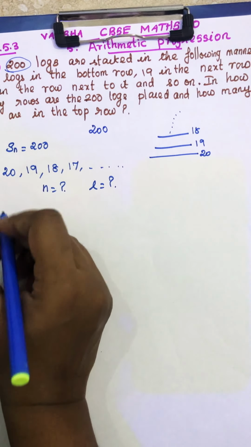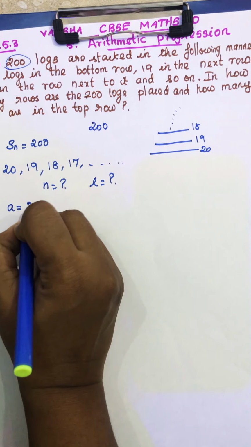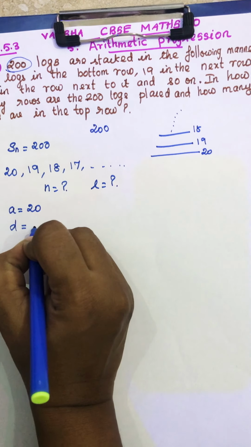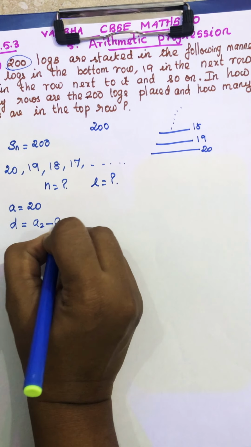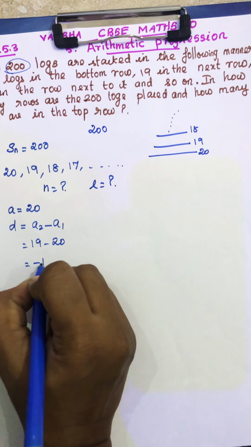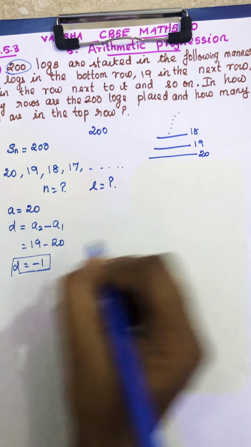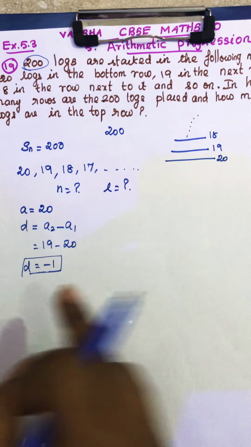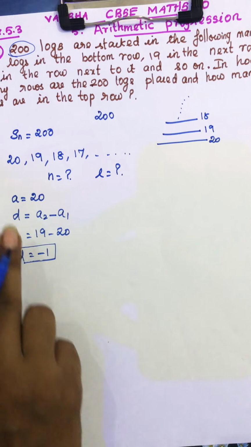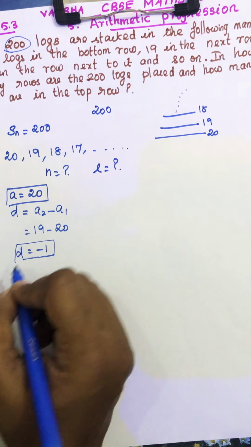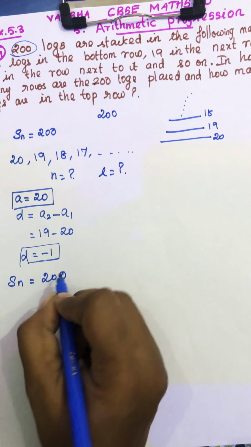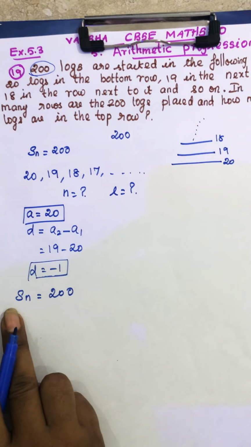So from this you know that a is 20. So what is d? d is equal to second term minus first term. So this is 19 minus 20, so that is minus 1. So d is equal to minus 1. We found the value of d as minus 1. a is also 20, it is given. Sn is given. So you know two formulas.